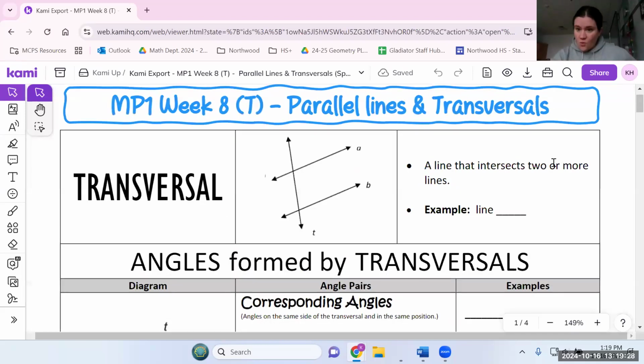We've done these definitions before. Transversal, right? So on the board up here, I moved the desk around. I really threw y'all off today. Sorry about that. A transversal is a line that intersects two or more lines.